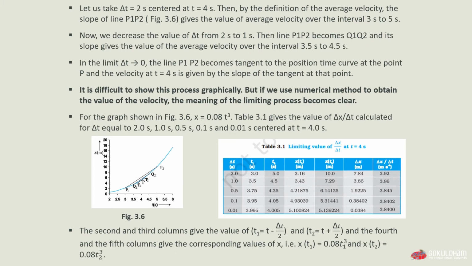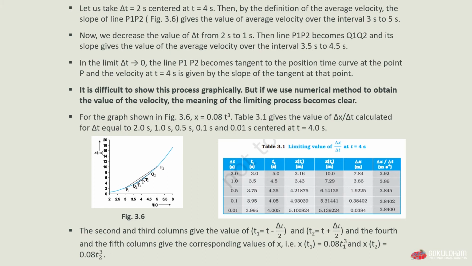But what if we decrease the value of delta t from 2 seconds to 1 second? If we do so, then the line P1 P2 will become Q1 Q2, and it will give the slope and the value of average velocity over the time interval of 3.5 to 4.5 seconds rather than 3 to 5 seconds. Means, in case of delta t equals 2 seconds, we get average velocity over the interval 3 seconds to 5 seconds, but in the case of delta t equals 1 second, we get the average velocity over the interval of 3.5 seconds to 4.5 seconds.